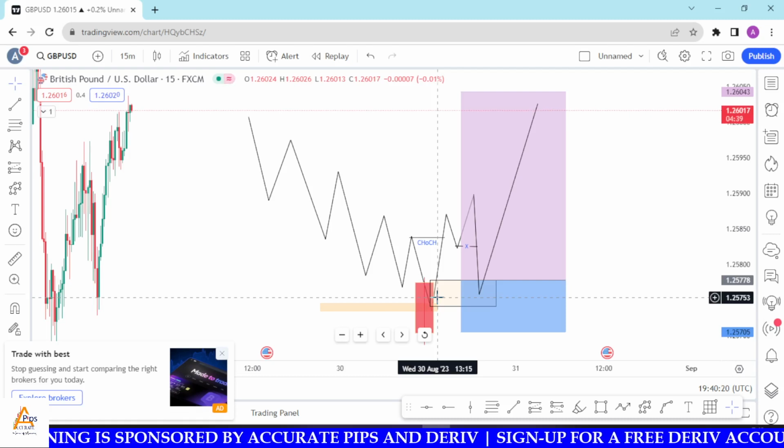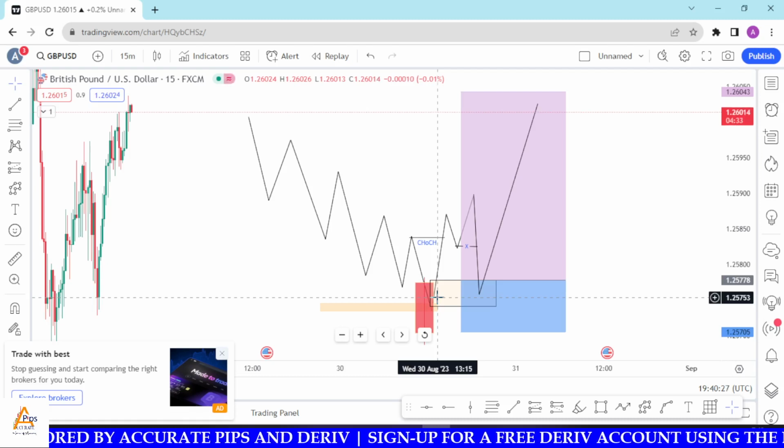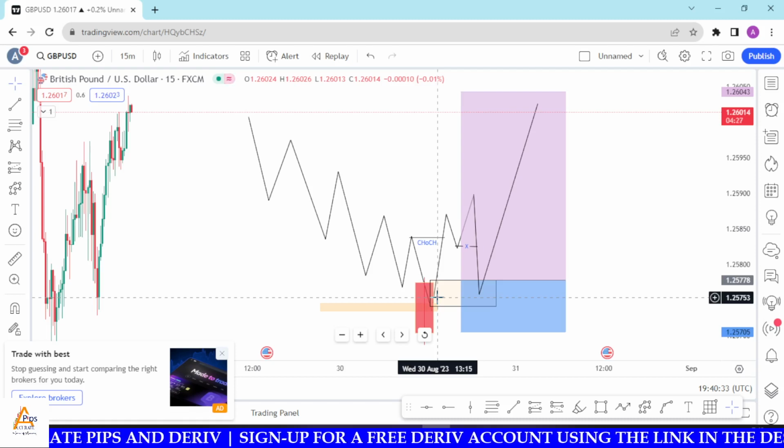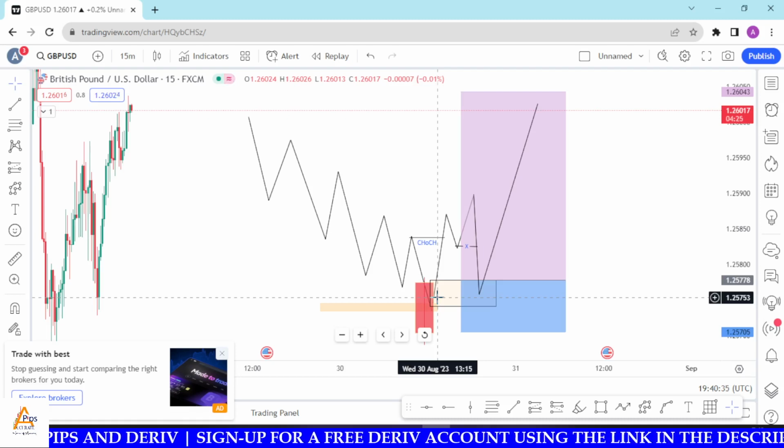Are you there? Yes, sir. So we will enter only on the extreme order block? No, we have two: decisional and extreme, and this is how it works.